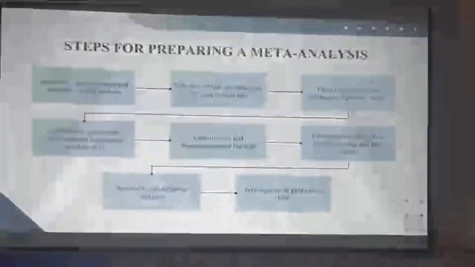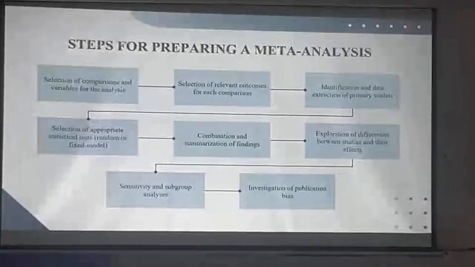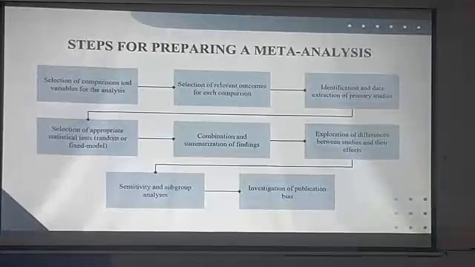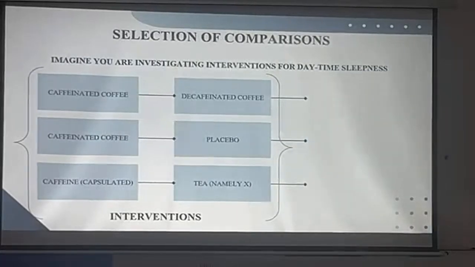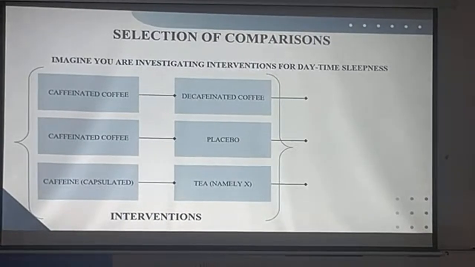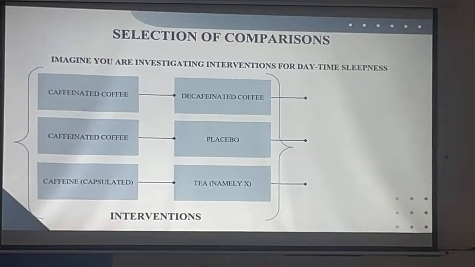So what are the main aspects and the main methodological stages related to performing a meta-analysis? We're going to be talking briefly about all of this. So first thing, we need to be sure that we know what are the competitors that we are utilizing in our research project. In today's class, I prepared a random research question for us, which is imagine that we're investigating the interventions for daytime sleepiness.